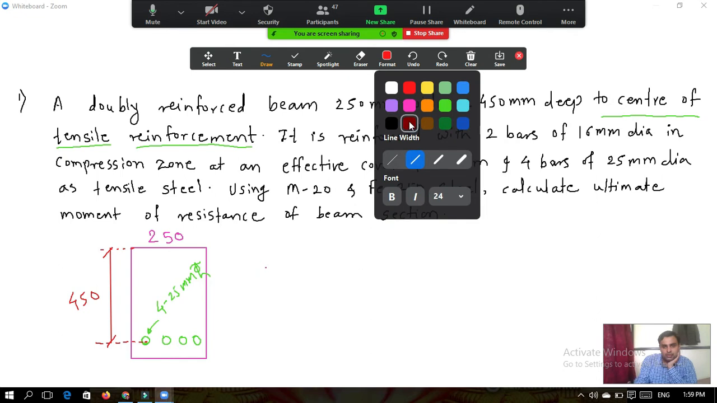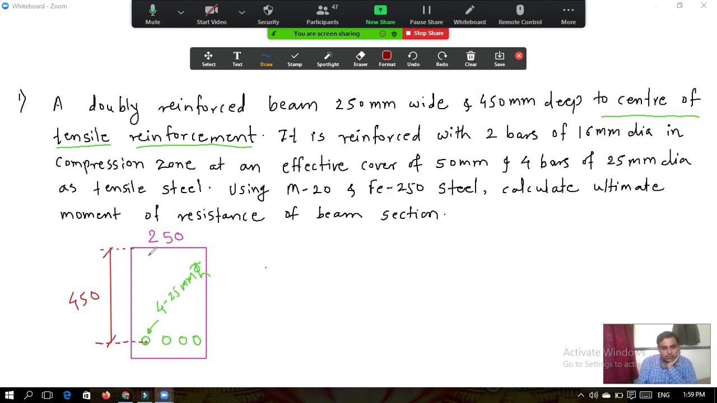So at the top, if you show the bars, I will show here. These are my 2 bars. Okay, and these bars, what is the dimension given? So these are the 2 bars of 16 mm diameter.